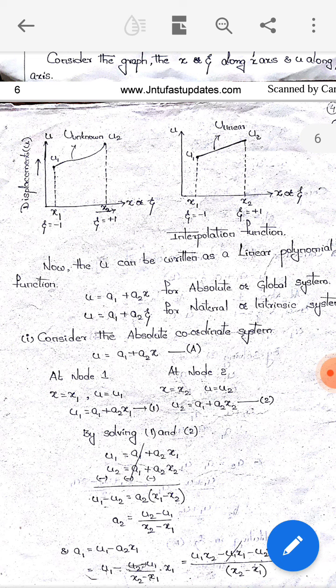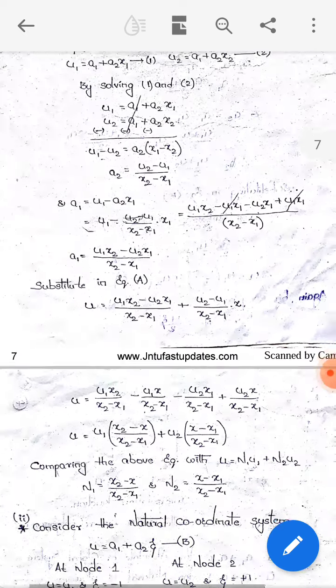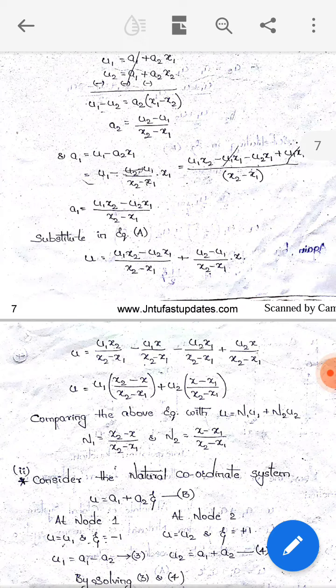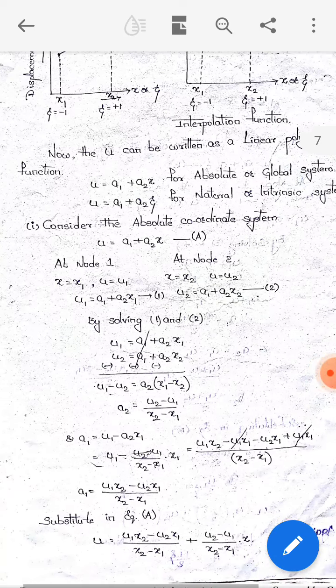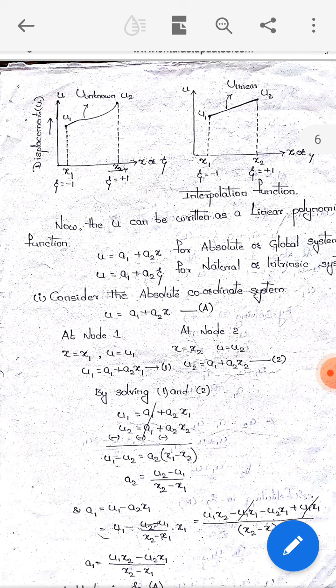Now let us go for the absolute coordinate system to check the shape functions. When we go for absolute coordinate systems, let us go for cases, boundary conditions. We are getting two boundary conditions at node 1 and node 2. The center node is node 3, where it is 0.